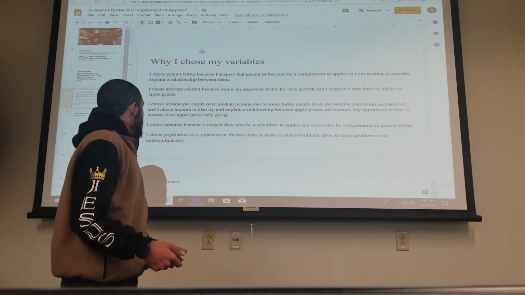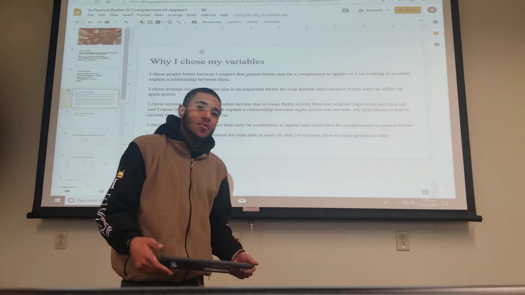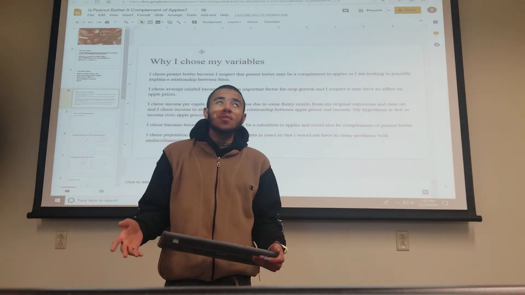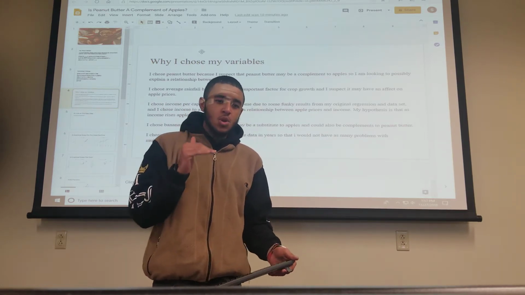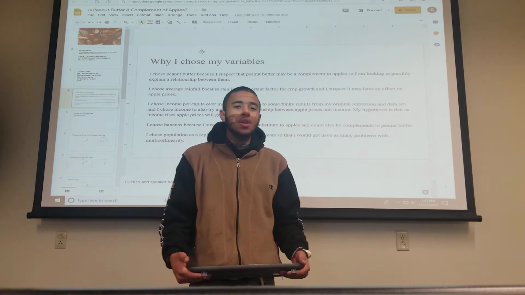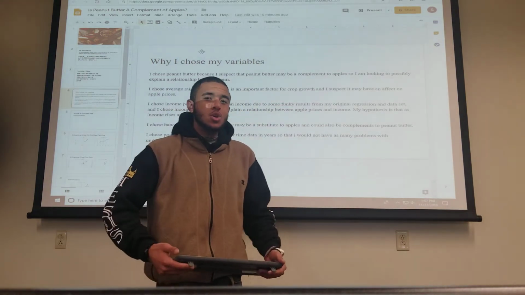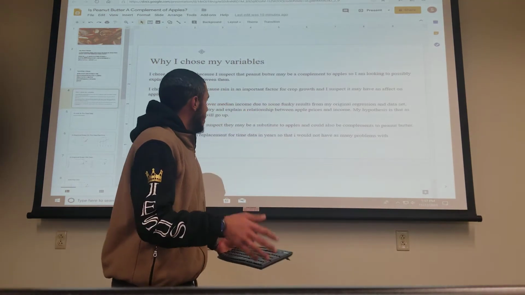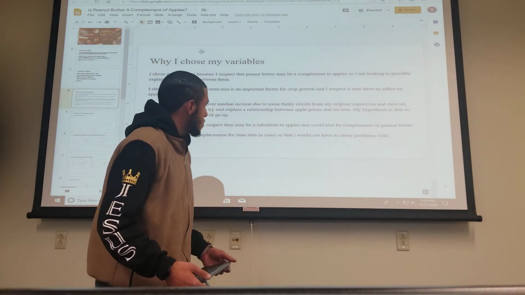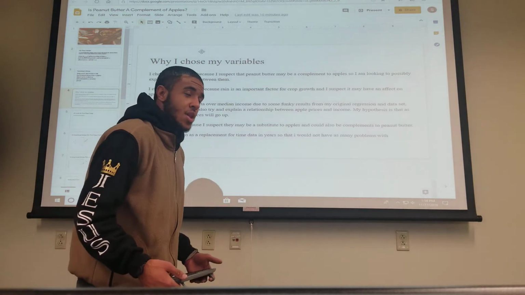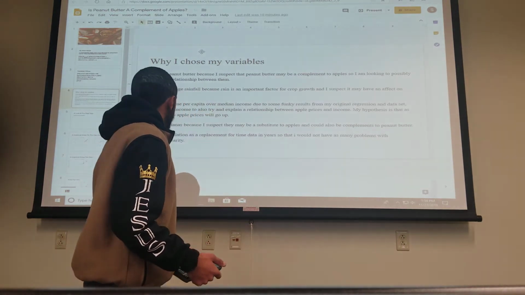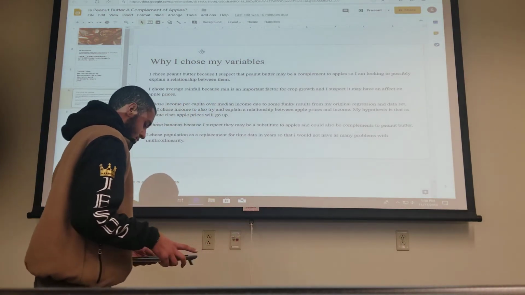And moving on, I chose population as a replacement for my time series data in years, due to some multicollinearity issues with the individual 1980, 1981 kind of deal. I remedied that with a recommendation from a smart man who told me to use population instead of time series data involving the years.